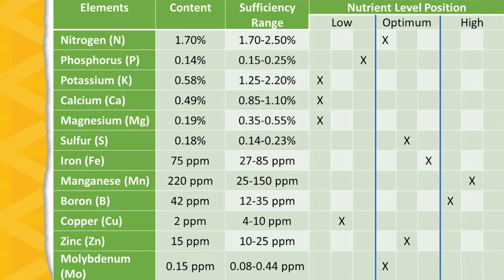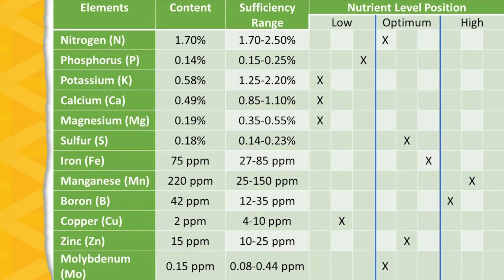Here is an example of a foliar test report as it returns from the analytical laboratory. There are 3 columns. One column is the content of the foliar test, the actual nutrient content expressed as percentage in the case of nitrogen, phosphorus, potassium, calcium, magnesium, and sulfur, or in parts per million in the case of iron, manganese, boron, copper, zinc, and molybdenum.